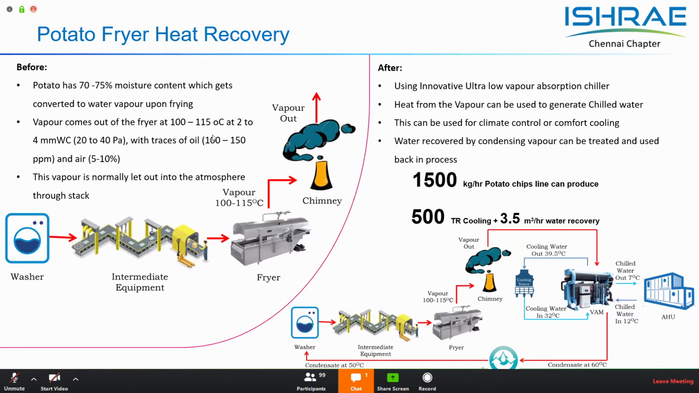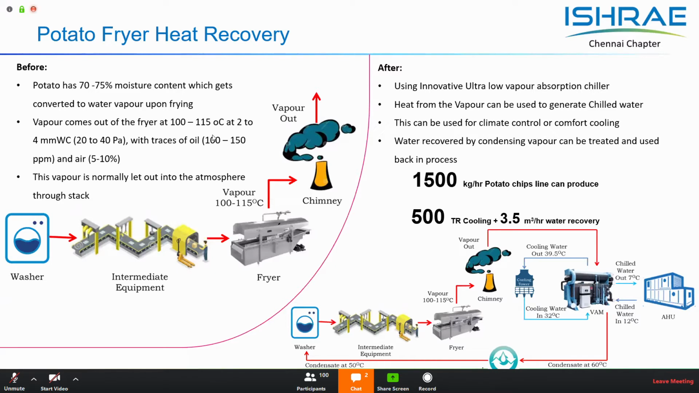So when you look at large potato fryer systems, which are operated by snack manufacturers, you can imagine the kind of vapor which is coming out of these fryers. Conventionally, these vapors are let out into the atmosphere, which causes two harms. One is that you are letting out heat at a high temperature, and it is going unutilized. And the second thing is that what is going out is nearly pure water vapor, because it may have traces of oil, but it is water that is going out as vapor into the atmosphere.